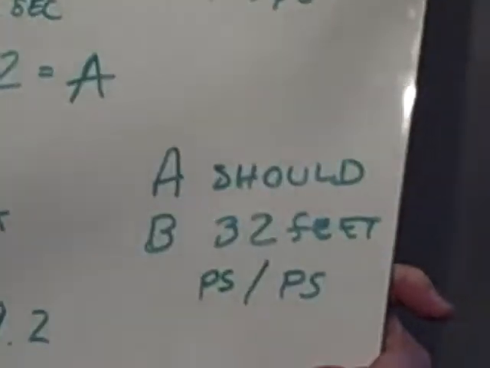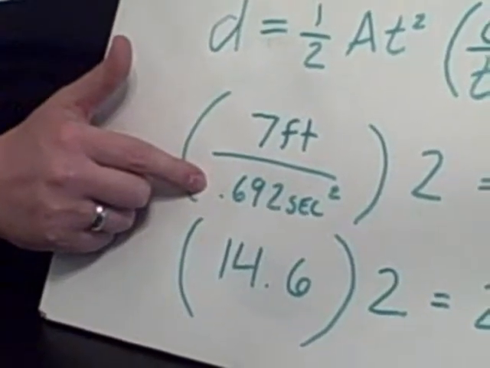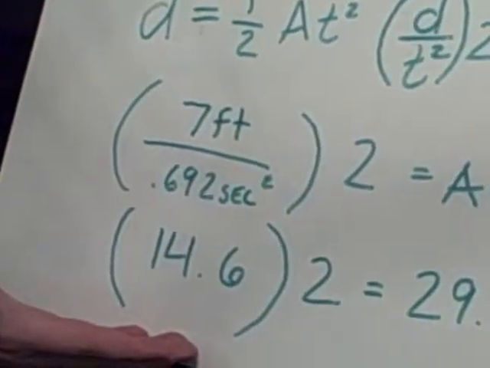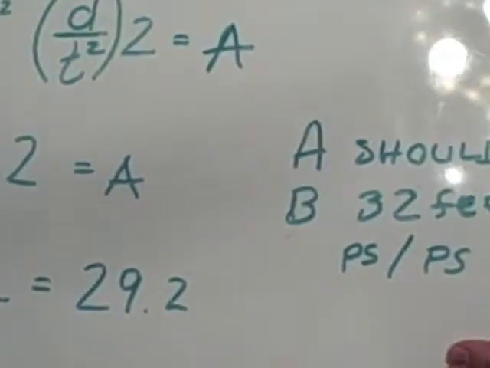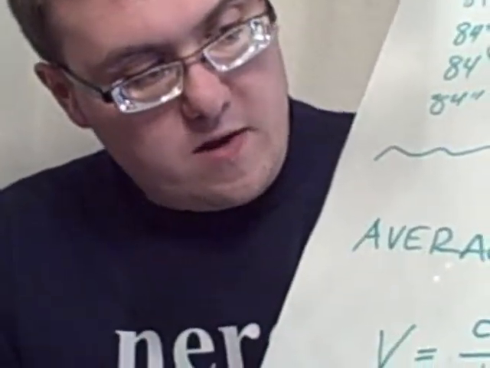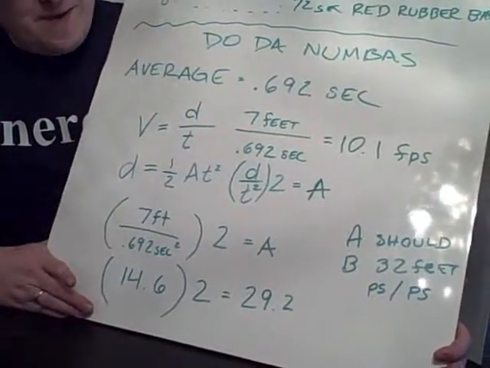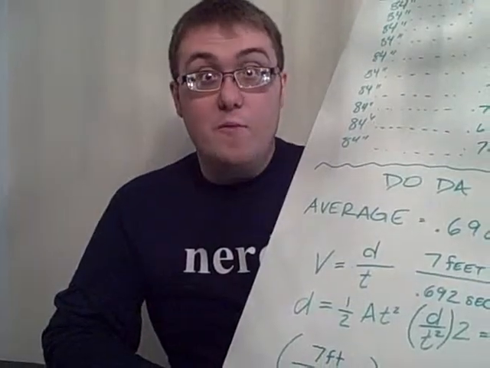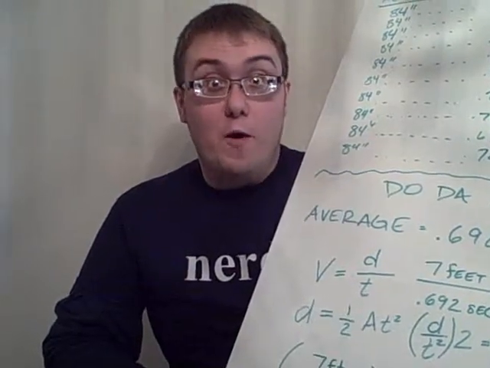Well, when we plugged those numbers in, we took 7 feet divided by 0.692 seconds squared, and we got 14.6. Multiply that by 2, which is 29.2 feet per second. And that we compared against the known gravitational pull of the Earth, which should be 32 feet per second. So it wasn't exactly on, but it was close, which showed us that our experiment wasn't precise.